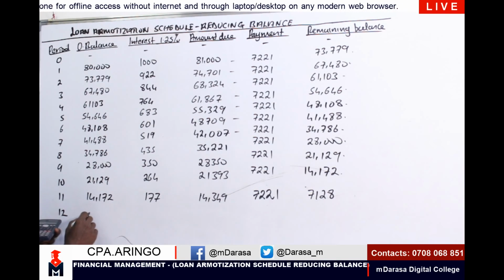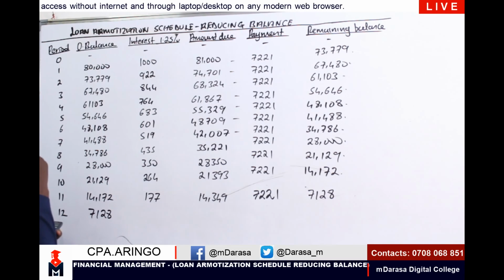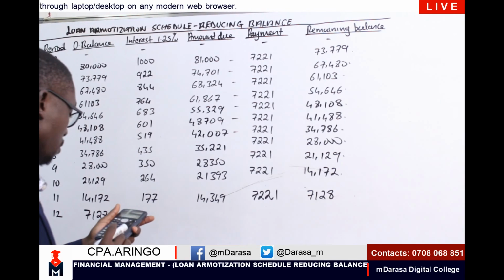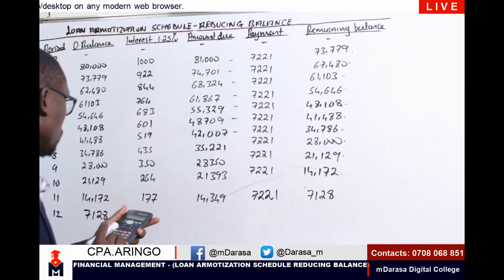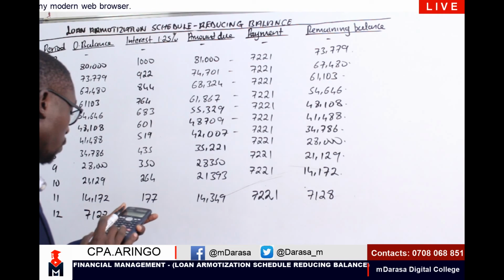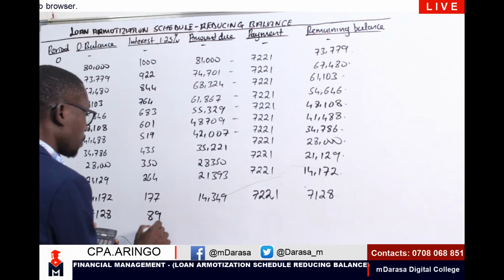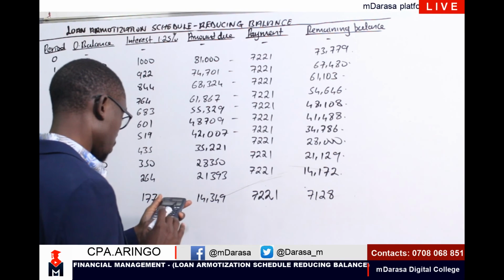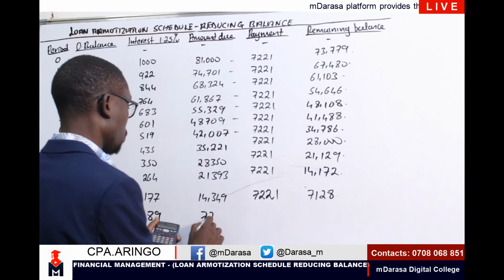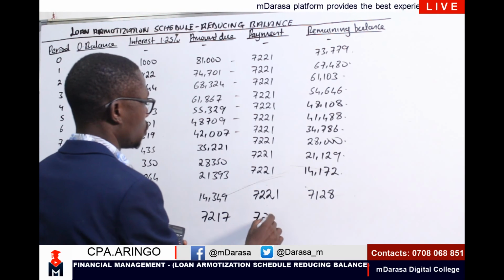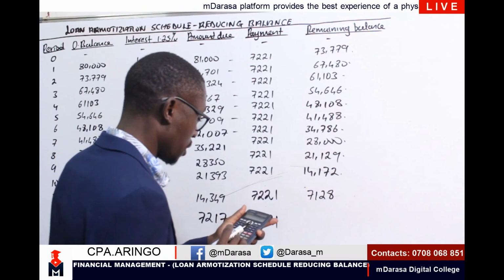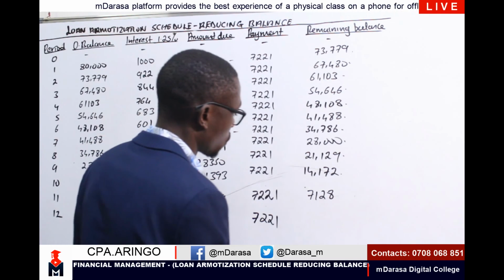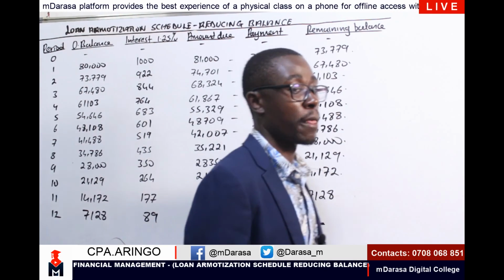Period 12, therefore, I'll be having 7,128, right? 7,128 times 0.0125. This should give us 89. So amount due is 7,128 plus 89 to give us 7,217, and the payment is 7,221. So that as at the end of the day, this should give us a very insignificant value of 7,217 minus 7,221, which is basically 4. So therefore here I should be having 0.